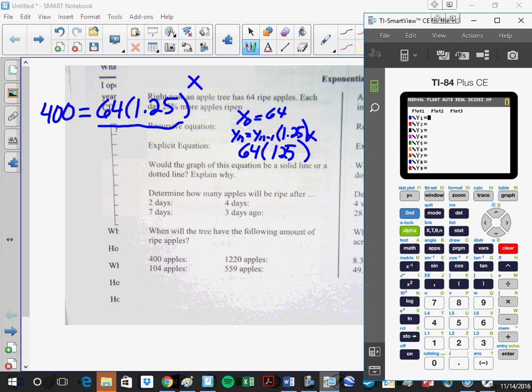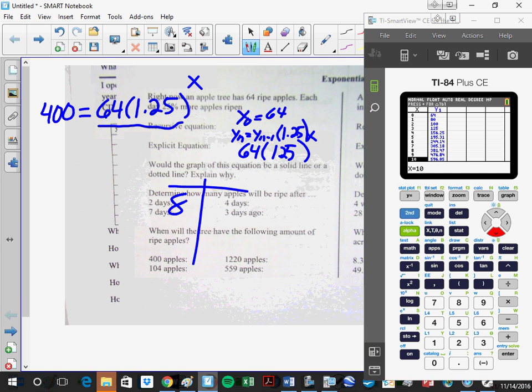So go into y equals 64 times 1.25 raised to the x, and then go into table, and we want to know how long does it take to get to 400. So I'll go down a little bit. Shouldn't take too long. All right. When I plug in x equals 8, I get 476. Do the decimals matter here? Oh, sorry, 9. But the decimals don't matter.